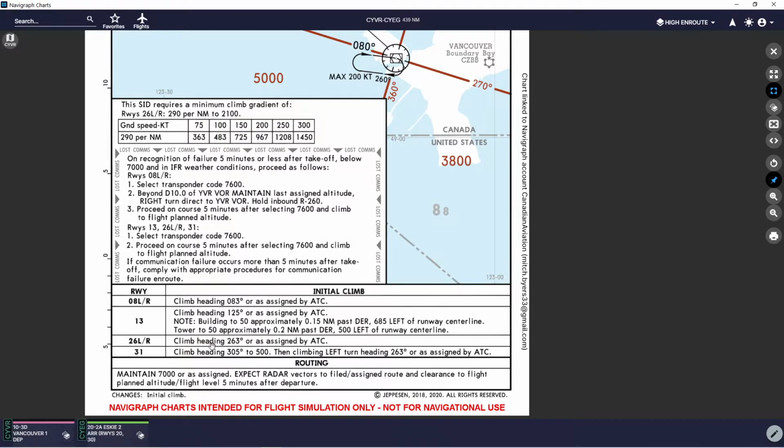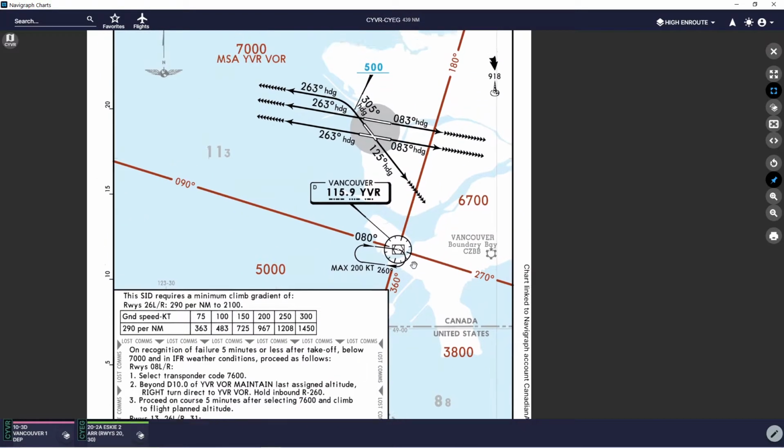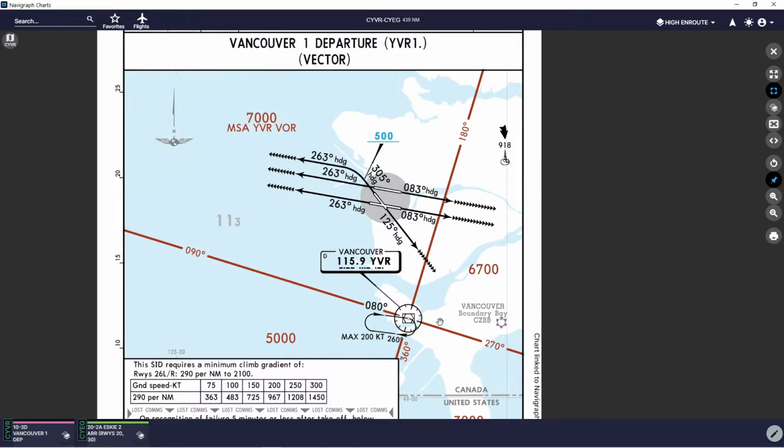You're going to climb heading 263 or as assigned by ATC. That's it. So your lateral navigation, you're going to climb heading 263 or whatever ATC tells you to do. And you're going to keep doing that until you end up in Japan, until ATC gives you an instruction otherwise. Like I said, a big issue that we have on VATSIM and are trying to rectify with newer pilots is understanding that with a vectored SID, ATC is going to give you an instruction eventually to turn somewhere else. So we expect you to follow this out until we tell you otherwise.